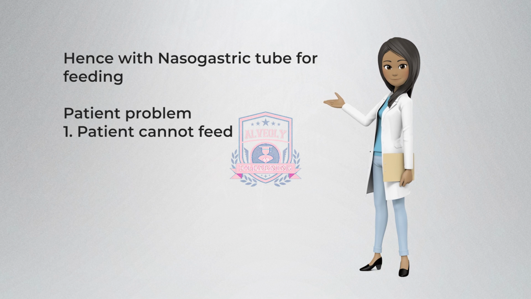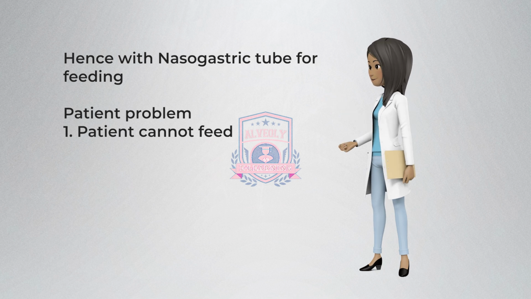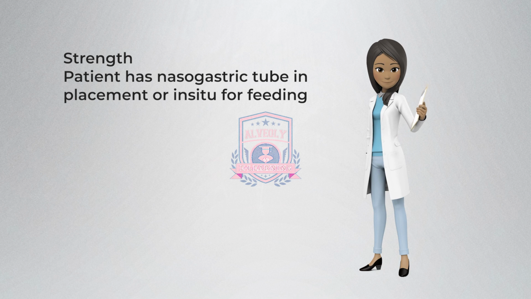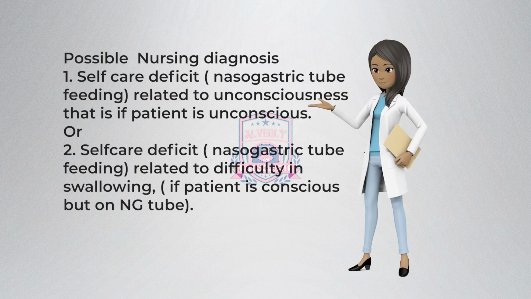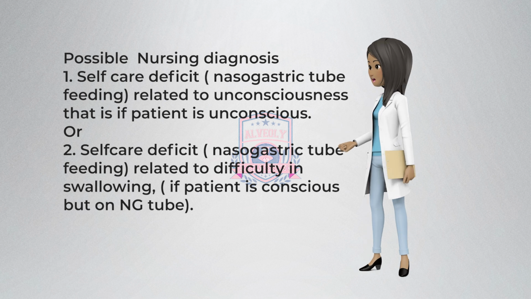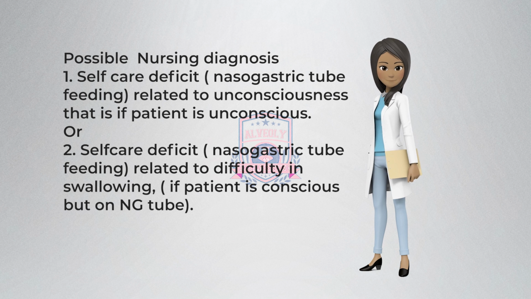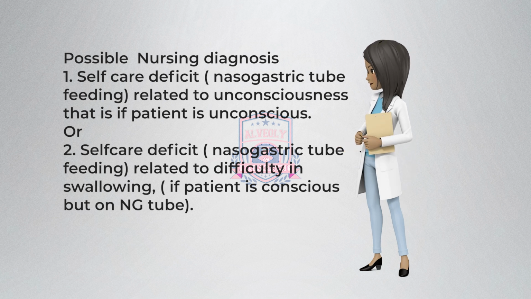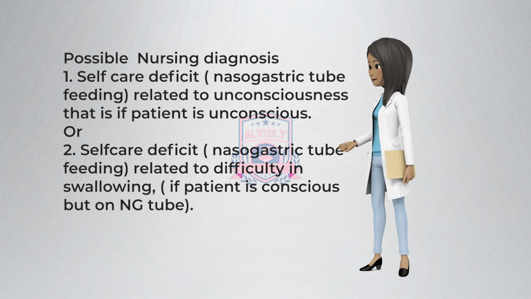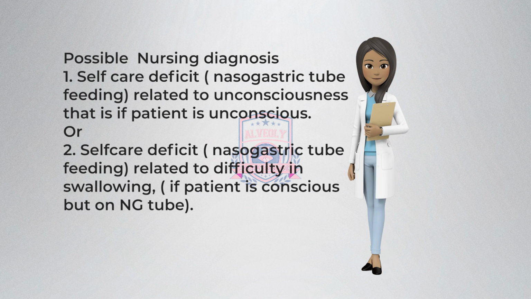Patient problem 1. Patient cannot feed. Strength: patient has nasogastric tube in placement or in situ for feeding. Possible nursing diagnosis: 1. Self-care deficit, nasogastric tube feeding, related to unconsciousness, that is if patient is unconscious. Or 2. Self-care deficit, nasogastric tube feeding, related to difficulty in swallowing, if patient is conscious, but on NG tube.